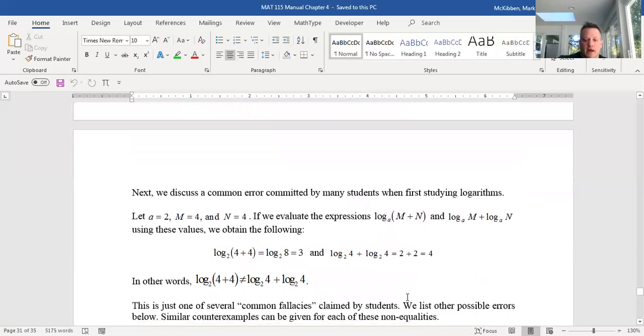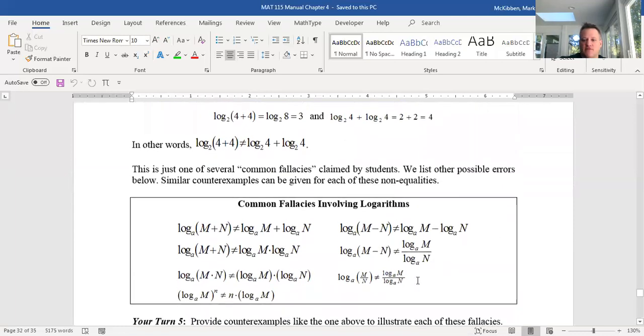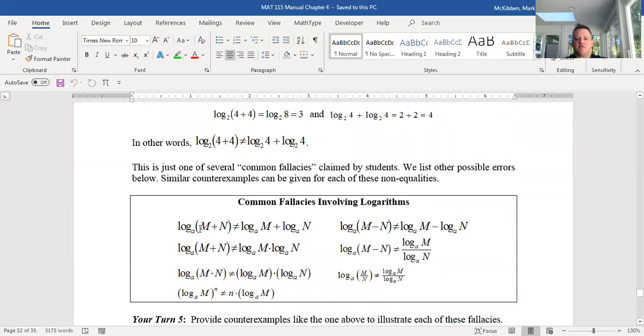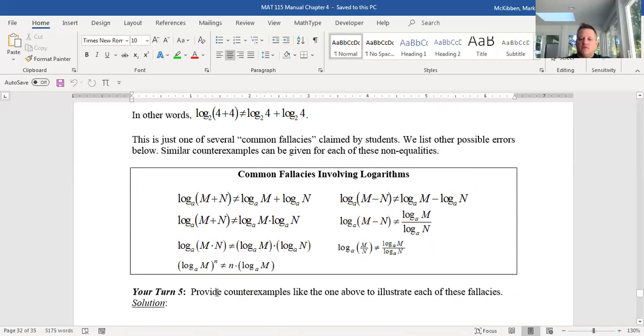All right, and I've already spoken about these common fallacies. You can't take the log of a sum and get the sum of logs or the product of logs and whatnot. So what your turn 5 is, and I don't actually do this for you in here, is to actually plug numbers in to show that these are in fact false. Just to get you used to the idea that there are only 3 rules, it's really helpful and educative to actually go through and show these are false.